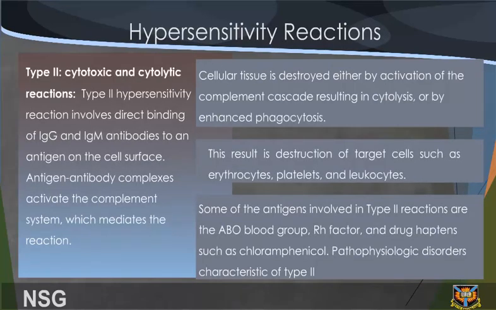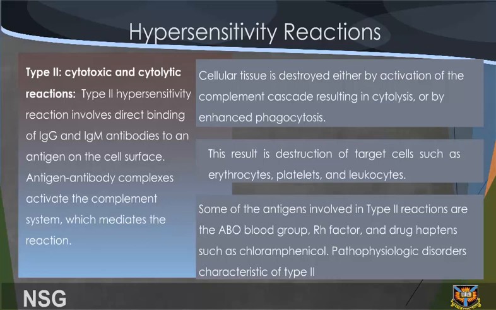Type 2. Cytotoxic and cytolytic reaction. Type 2 hypersensitivity reaction involves direct binding of IgG and IgM antibodies to an antigen on the cell surface. Antigen-antibody complexes activate the complement system, which mediates the reaction. Cellular tissue is destroyed either by activation of the complement cascade resulting in cytolysis or by enhanced phagocytosis. This results in destruction of target cells such as erythrocytes, platelets, and lymphocytes.